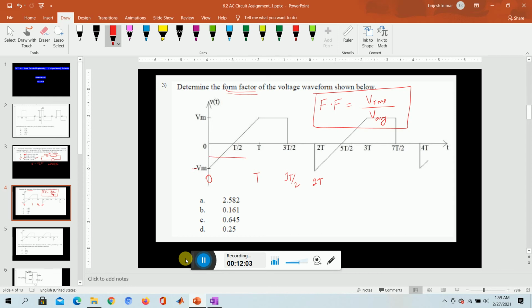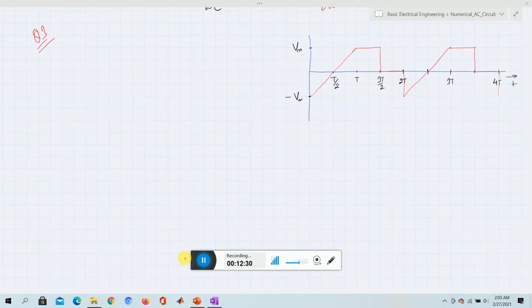So we can assume that this is the total time cycle. One cycle is coming from 0 to 2T. After 2T it repeats in the same way. So we can say that the total time period is 0 to 2T, and then we will evaluate the RMS value out of it. So here this is a question which I've redrawn on this page from this voltage V of t.